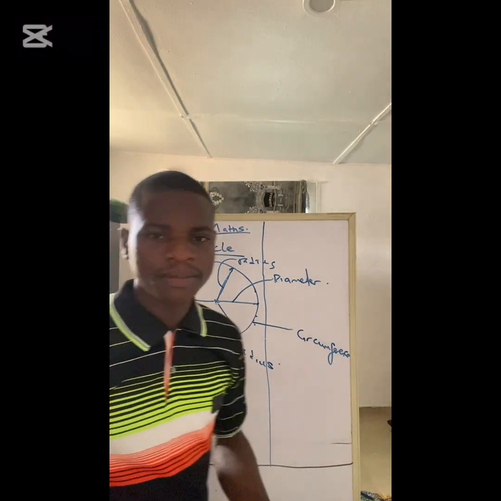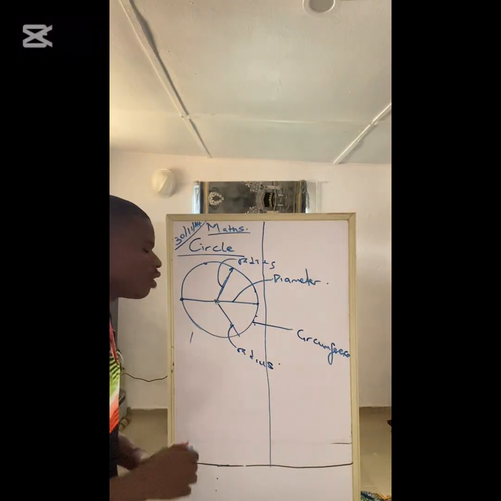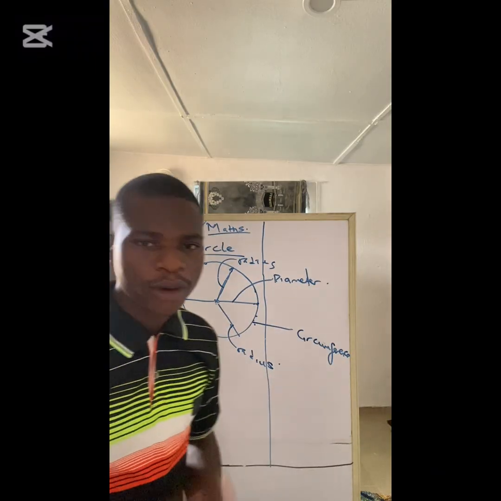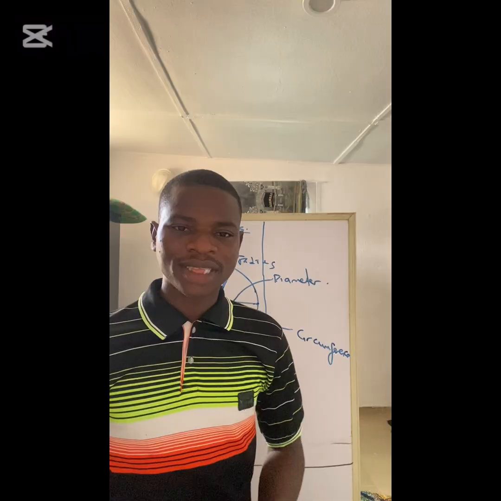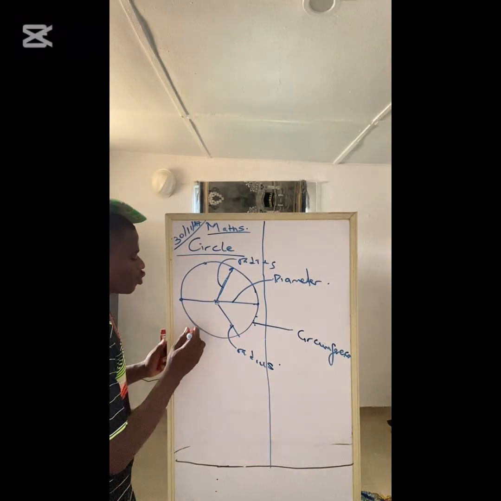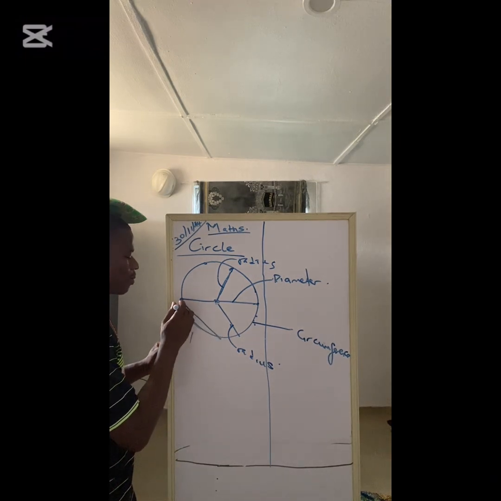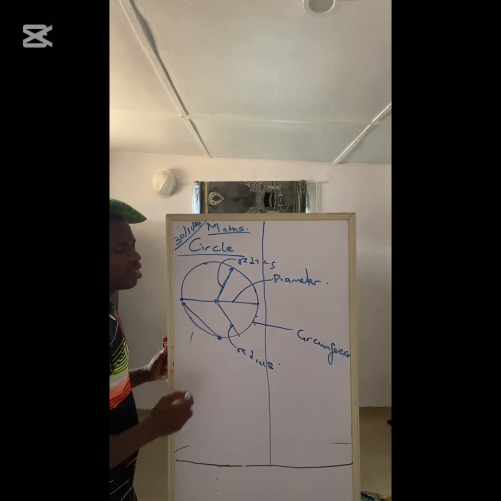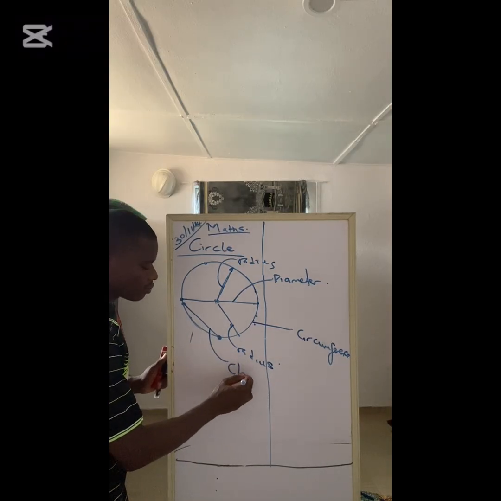Also, we have the chord. A chord is a straight line drawn from end to end, but the line does not pass through the center, unlike the diameter that passes through the center. So our chord here is drawn from end to end. Let's say from here to here, this is our chord. A line just drawn from end to end is what's called a chord.